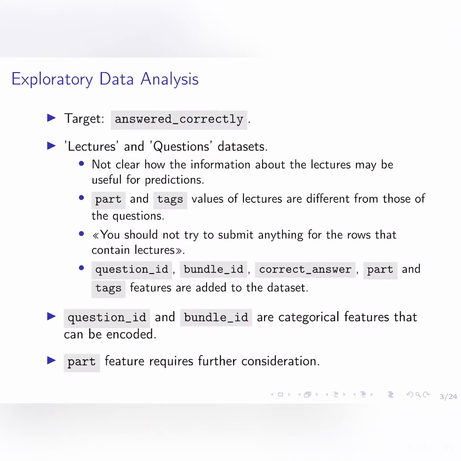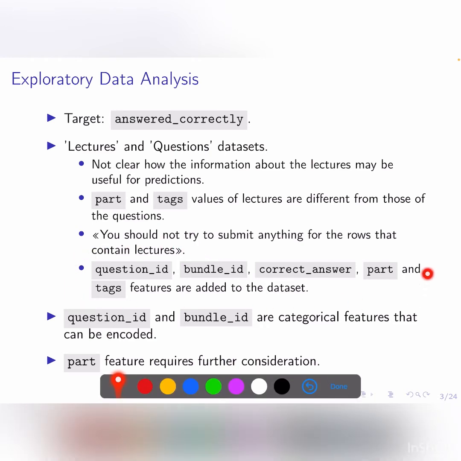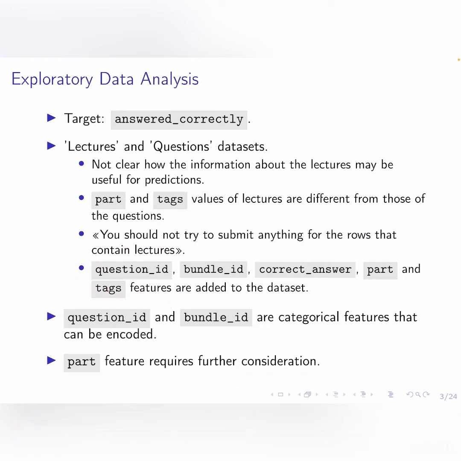So to perform EDA, we took a subset of the training data of a reasonable size, namely 1 million observations. We decided to take the metadata into account. However, it was unclear how to connect lectures to the questions, because part and text variables are different for them. Thus, we added only the questions metadata to the training sample, which resulted in the addition of the following new features. Among these newly added features, correct answer and tags will be considered later. ID ones can be one-hot encoded, but the part feature requires further consideration.